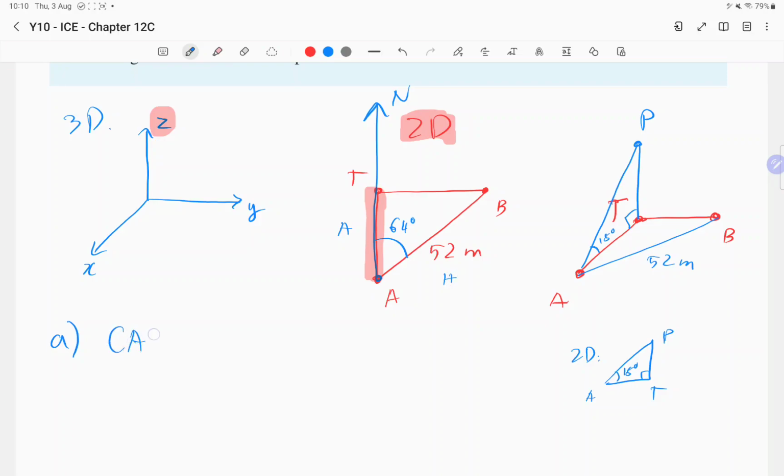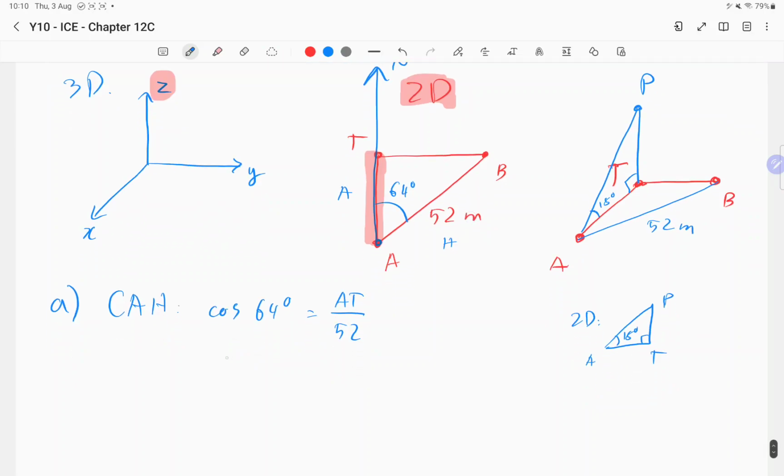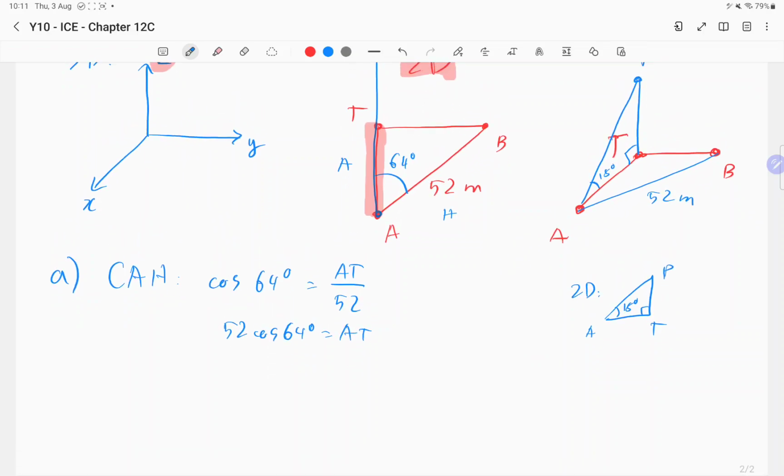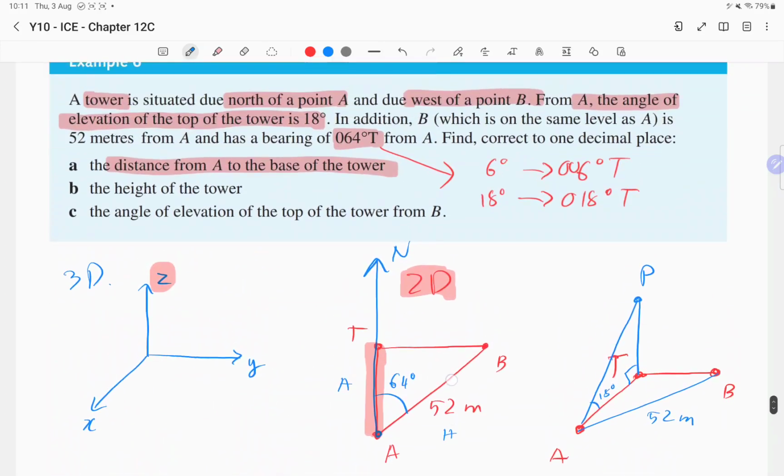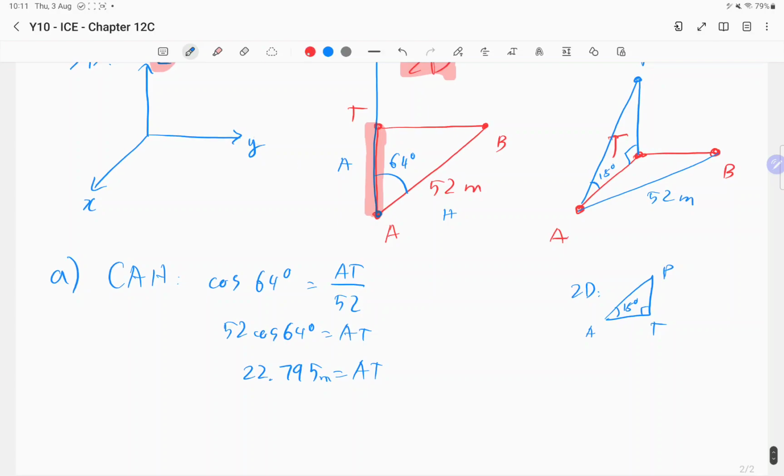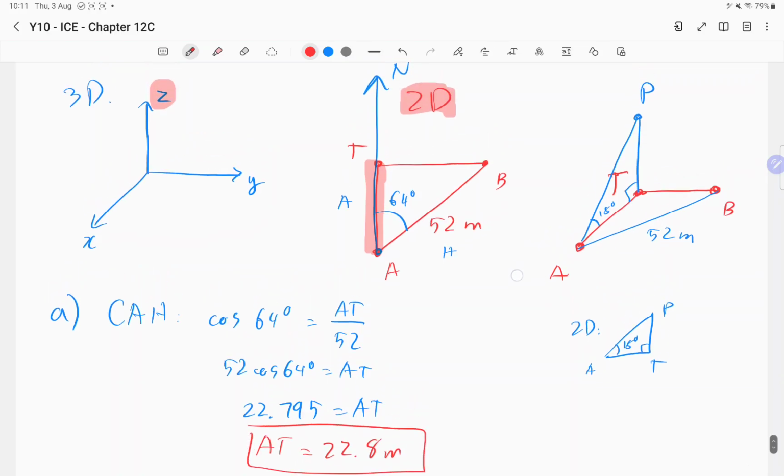So I will use the CAH rule. So cos of 64 degrees would be AP over 52. And so, multiplying 52 to both sides, 52 cos 64 degrees would be equal to AP. Punch that into the calculator and you would get 22.795. I like to write more decimal places whenever I can. So that's AP. Then, correct to one decimal place, I'll keep that value there, but I write the final answer as AP equals 22.8 meters.